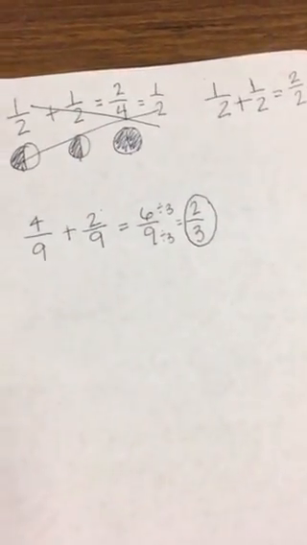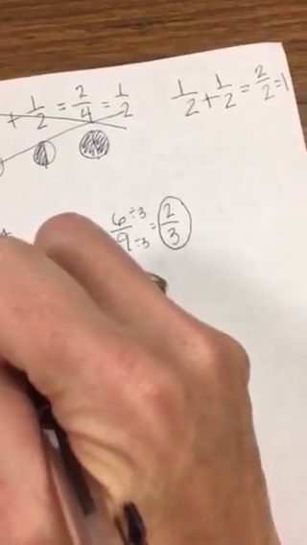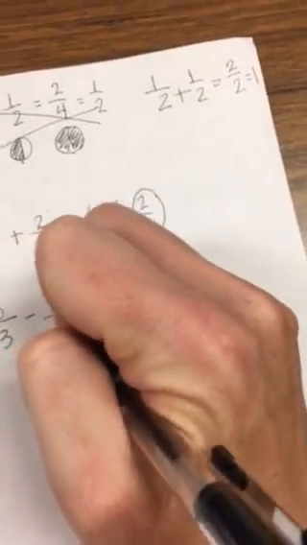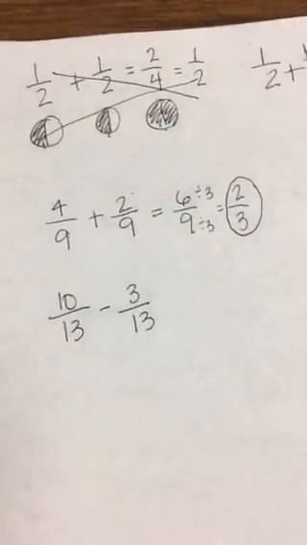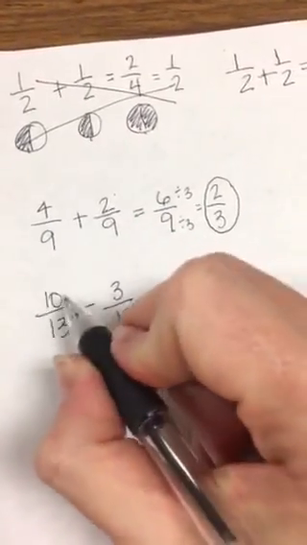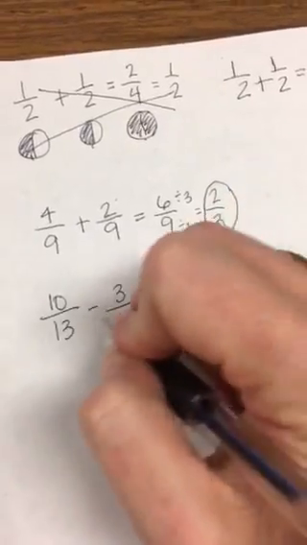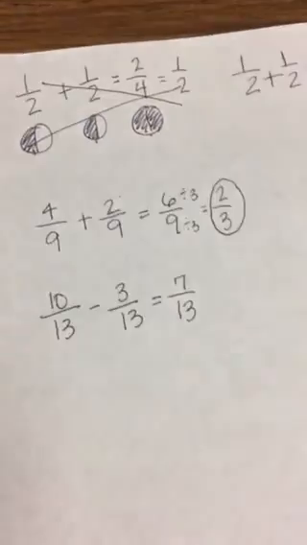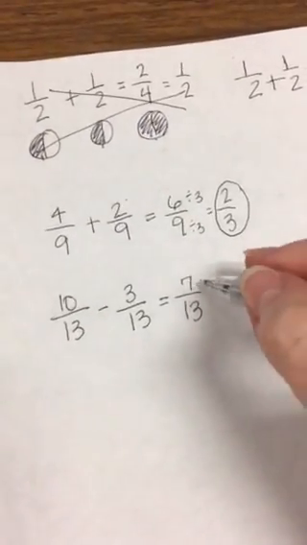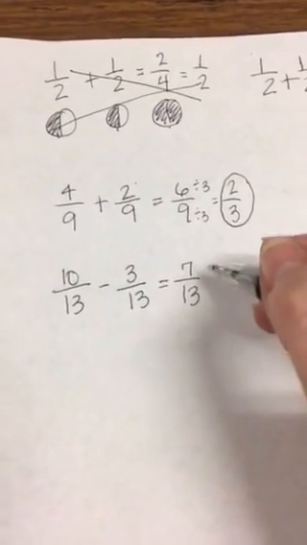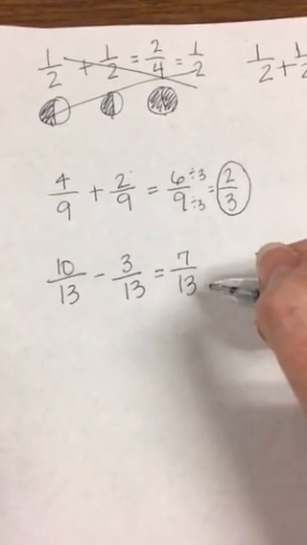The same rule applies with subtraction. As long as I have the same denominators, I can subtract my numerators. 10 minus 3 is 7, and I keep my denominator of 13. And because 7 and 13 do not share any common factors, that means this one cannot be simplified.